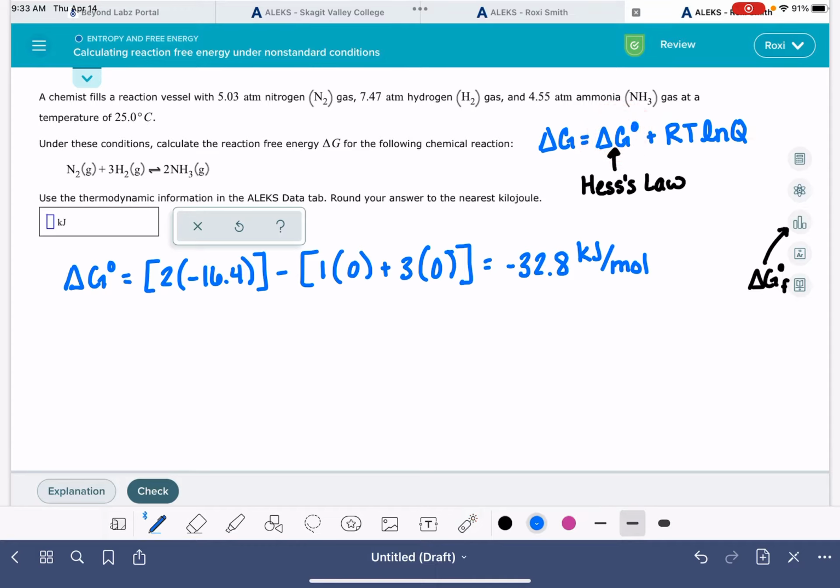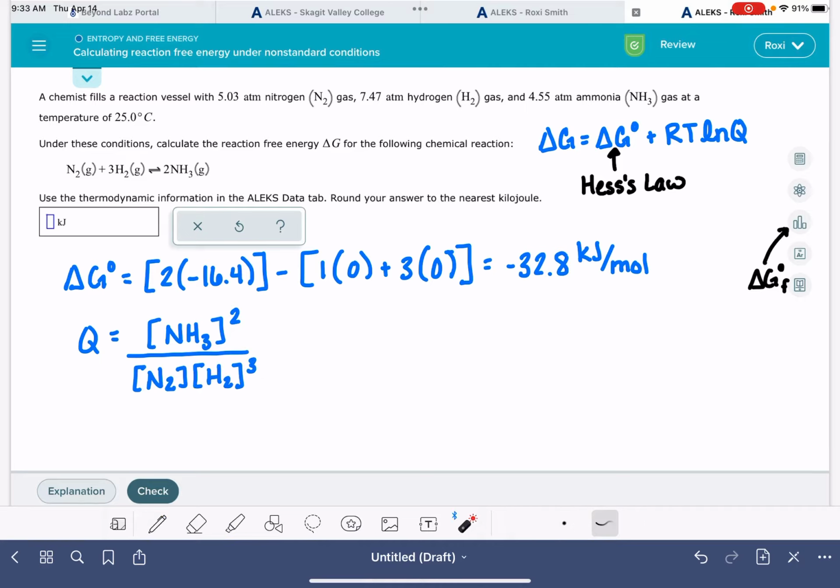Next thing that we're going to do is calculate the value of Q. Q is the reaction quotient, and you calculate it the same way that you would calculate an equilibrium constant, K. That means that we are going to take the concentrations of our products, each one raised to its own stoichiometric coefficient, and we're going to put that over our reactants, again, each one being raised to their stoichiometric coefficients.